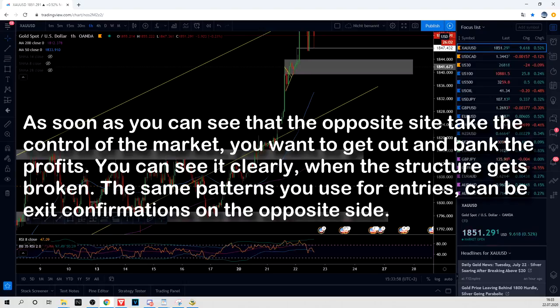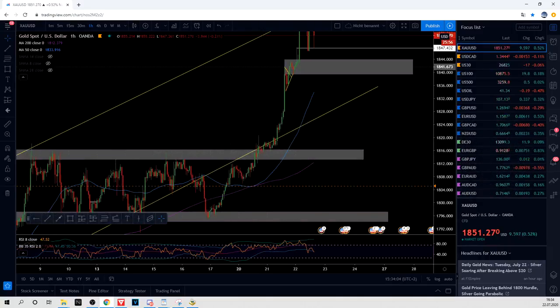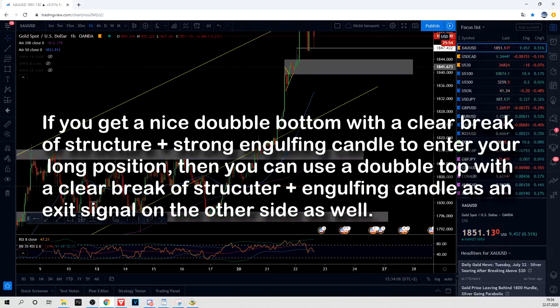And the same patterns you use for your entries can be your exit confirmations on the opposite side. If you get a nice double bottom with a clear break of structure plus a strong engulfing candle to enter your long position, then you can use a double top with a clear break of structure plus an engulfing candle as an exit signal on the other side as well.